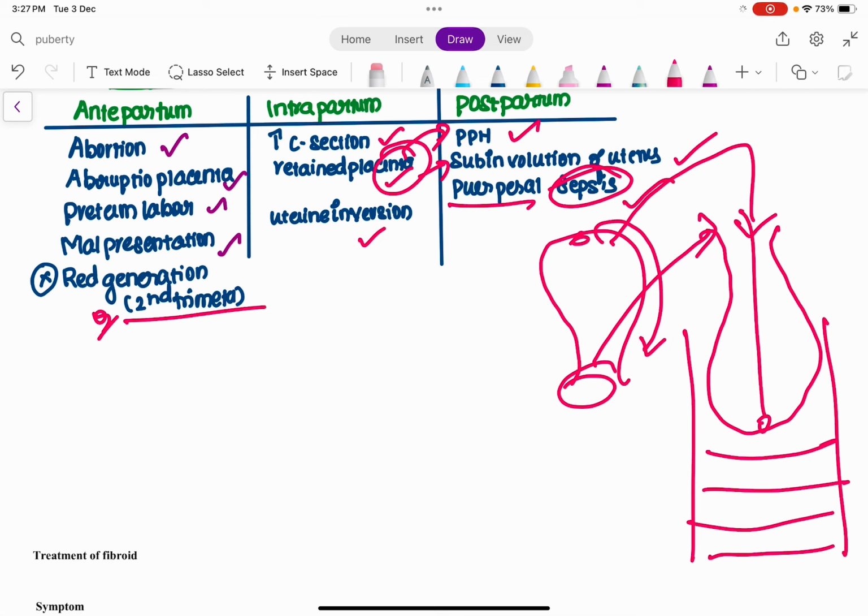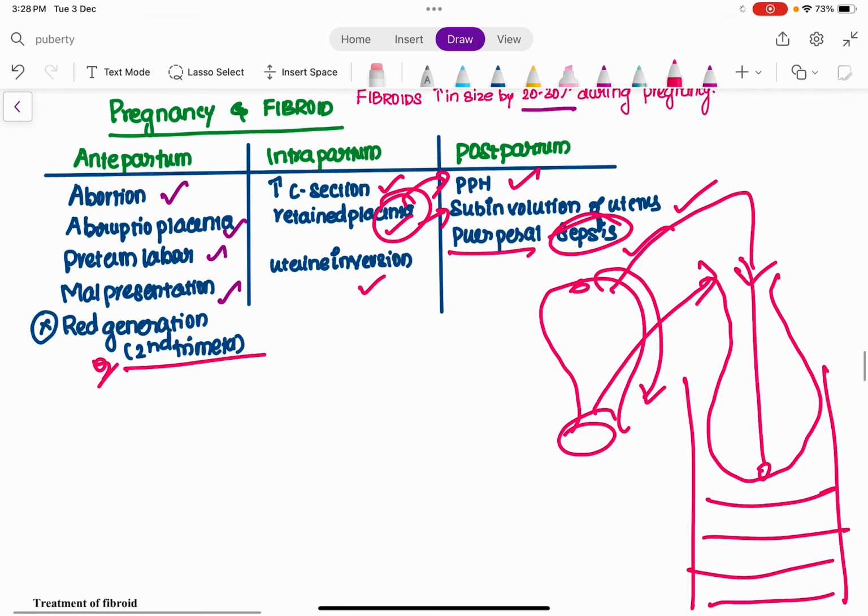The period of few weeks after the delivery of the fetus, that is called as puerperium. So during this puerperal period after the delivery of the fetus, infections in the blood which is called as sepsis. So puerperal sepsis, postpartum hemorrhage and subinvolution of the uterus, where the uterus is not involuting well. The uterus is not getting contracted back to its normal state. Because of the presence of fibroid, the uterus is not contracted to its original state. So antepartum, intrapartum and postpartum complications in a case of fibroid with pregnancy.